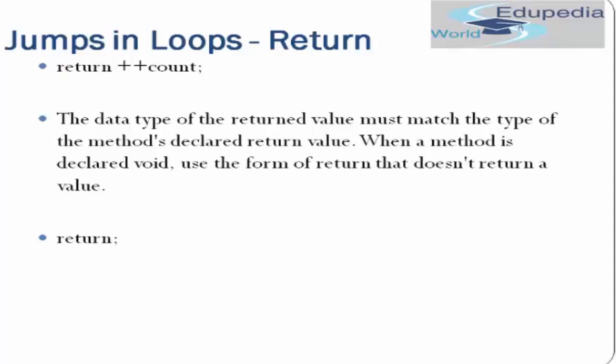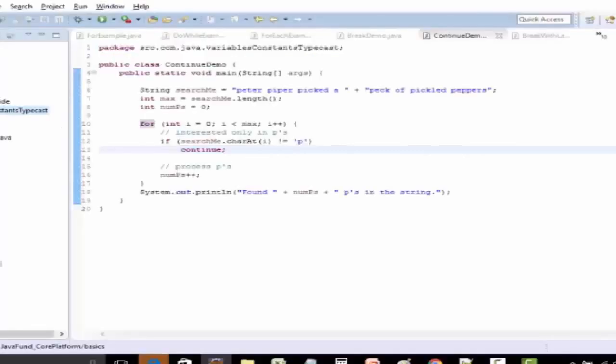We can pre-increment the count and at the same time return it in a single statement. The data type of the returned value must match the type of the method's declared return value, as I told you. When a method is declared void, the no-value form of return is used and it doesn't return a value. So whenever you are using void with a method, you cannot return any value from that method. And to simply not return a value and still use a return statement, you can just write return and not return anything. Okay. So I hope return is clear. Let's quickly do an example of return.